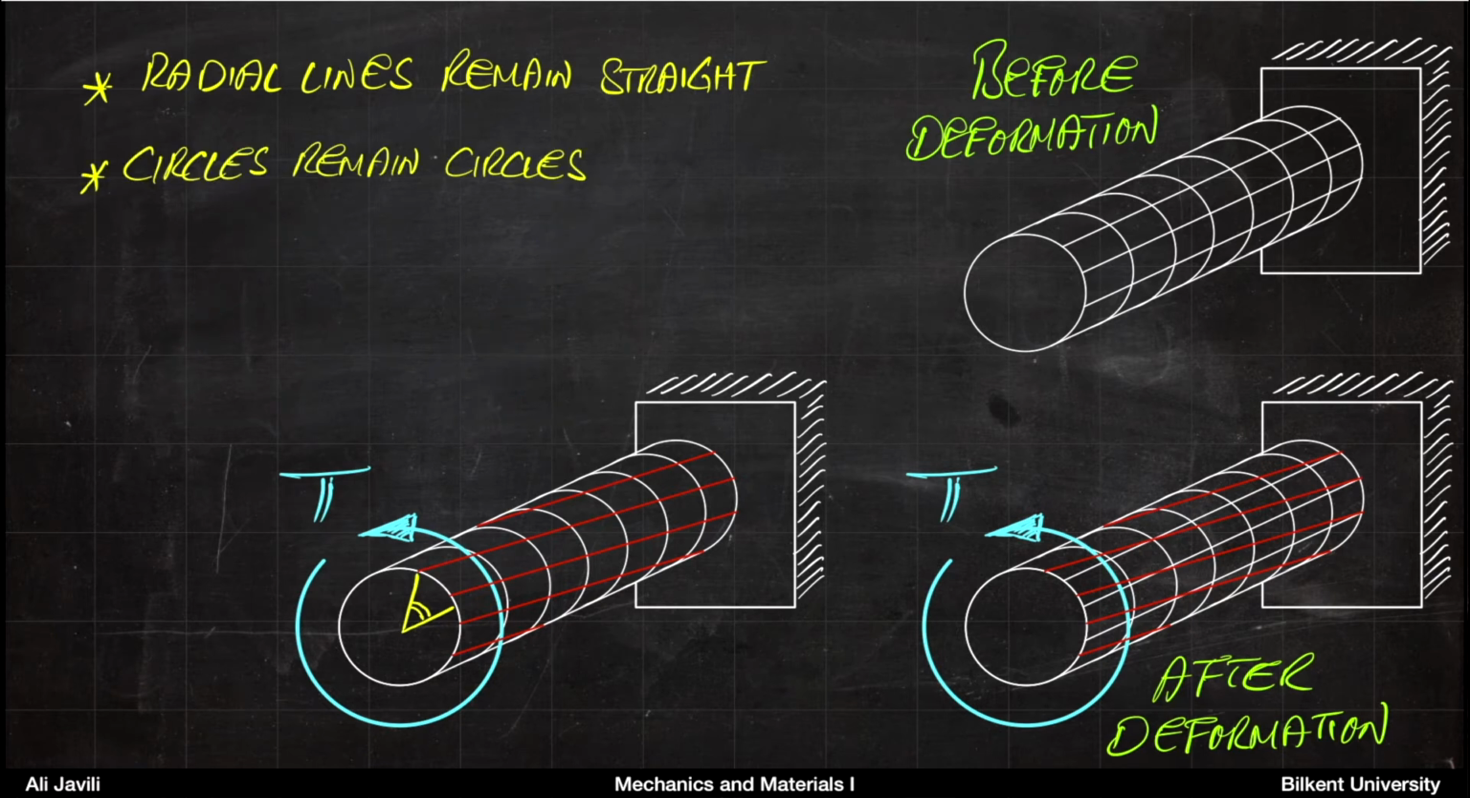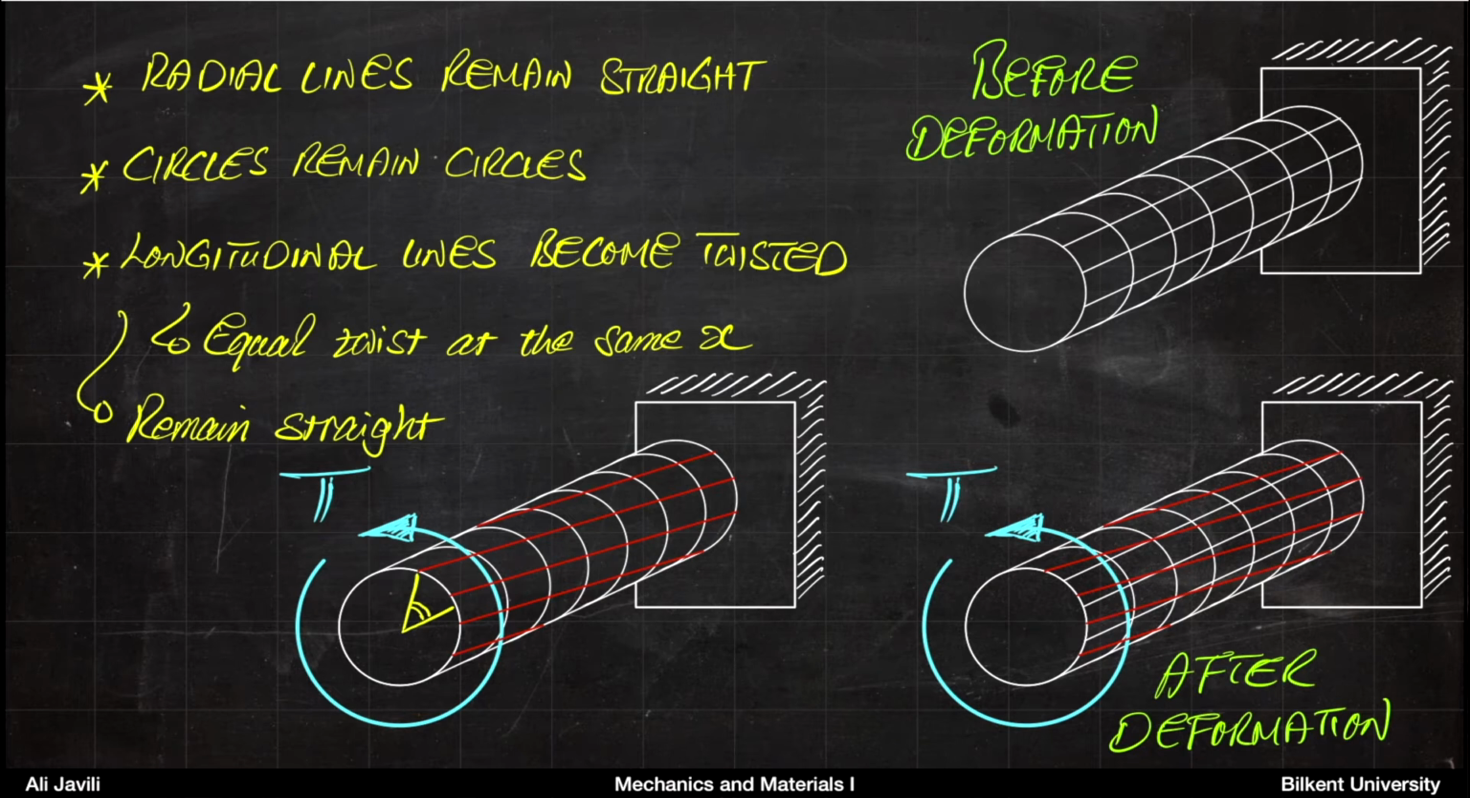Okay, so this is our first assumption. The second assumption is that circles remain circles. As I mentioned, we talk about cylindrical blocks, so it makes sense to talk about cross sections that are circular at the beginning. But the assumption here is that even after the deformation, the cylinder remains a cylinder.